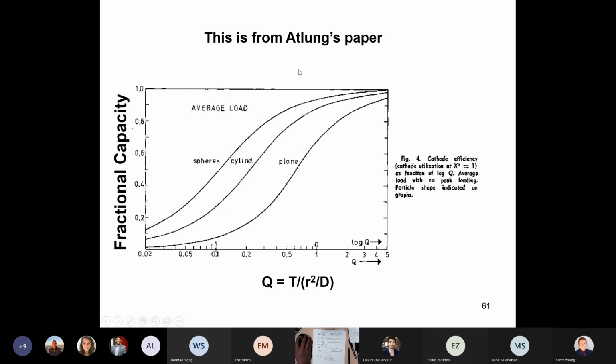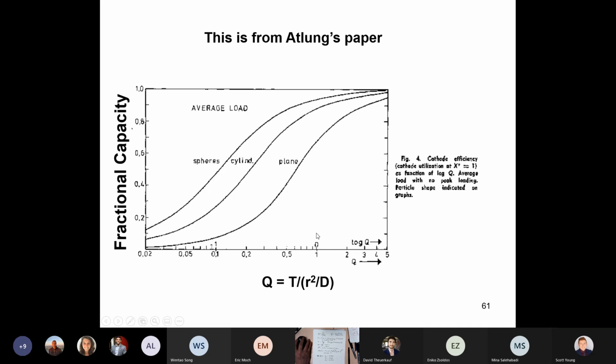Okay, so this is a very famous graph from Atlum's paper. I think it's really awesome. And what it does is it shows you the fractional capacity that you can expect from a particle of either a spherical, cylindrical, or plane shape as a function of Q, all right? So when Q equals 1, remember this is when the time that you're taking to add lithium to the particle is the same as its characteristic diffusion time.